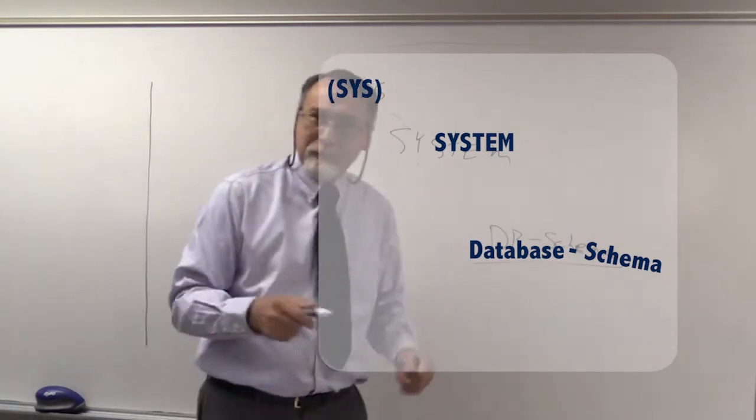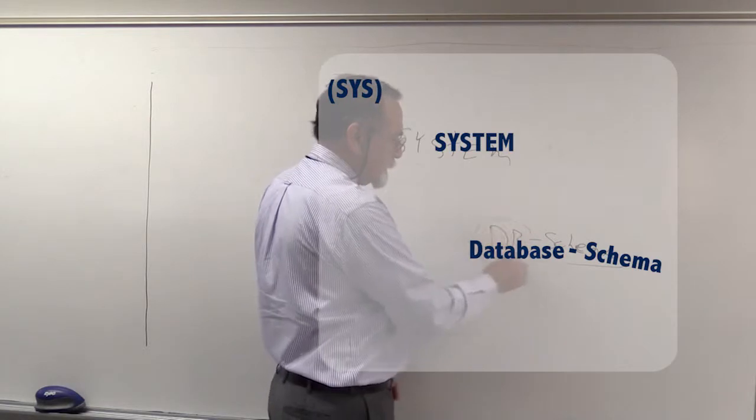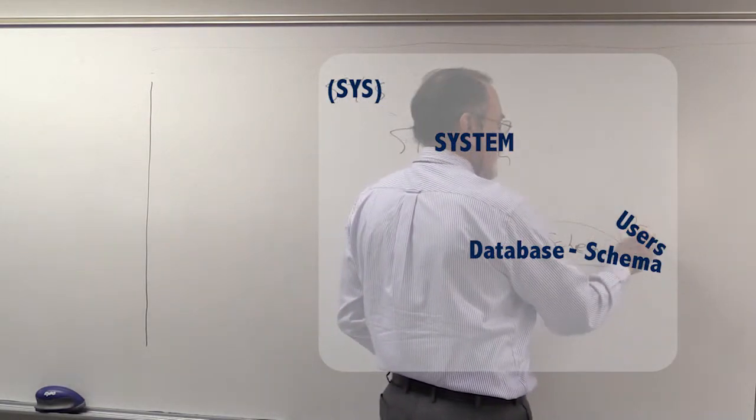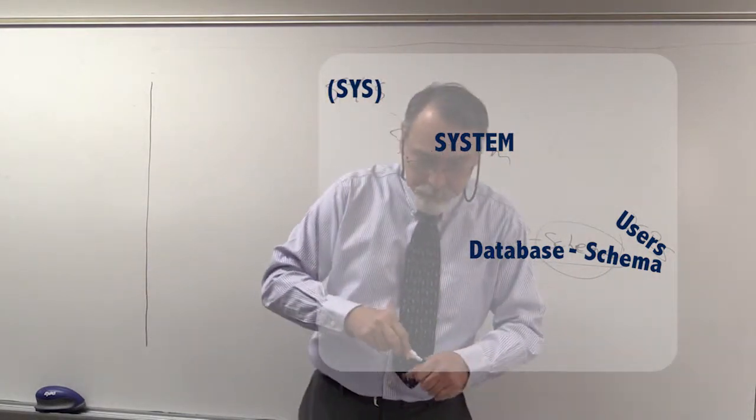So you have sys, system, and the actual DB that you're creating, the database you're creating, and the schema. Now this is where it gets kind of weird, in that the database and the schema are considered users, just like any user is.